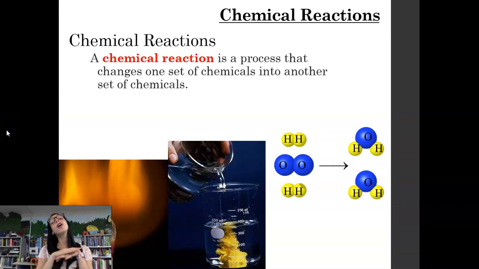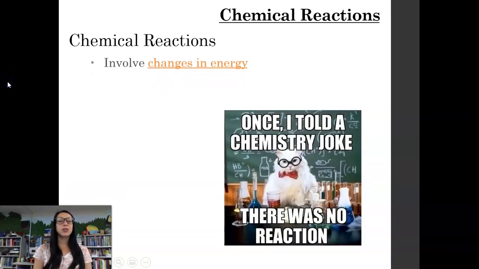Chemical reactions are at the base of much of biology. When we get to some more complicated units, such as DNA, cellular respiration, and photosynthesis, you're going to see a lot of chemical reactions taking place. All right, so chemical reactions.